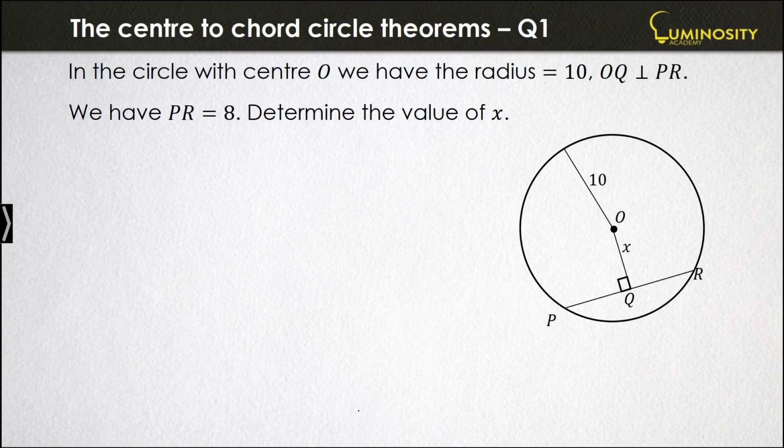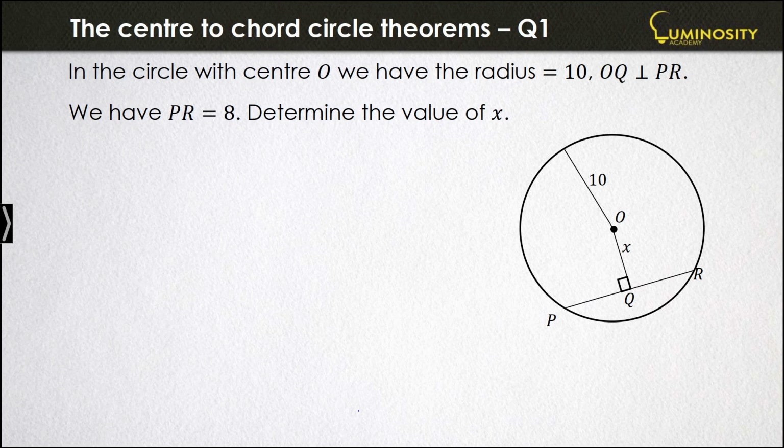Hi, welcome to this lesson on Euclidean geometry, circle theorems, the center to chord and converse theorems. Let's have a look at question 1. In the circle with center O, we have that the radius is equal to 10 units, OQ is perpendicular to PR, and PR is 8 units. Determine the value of x.